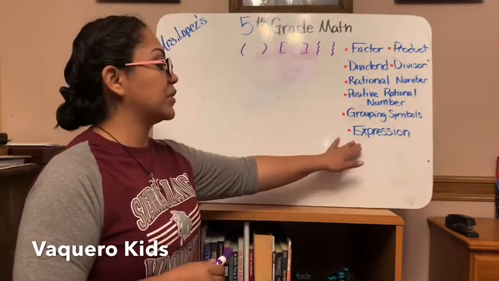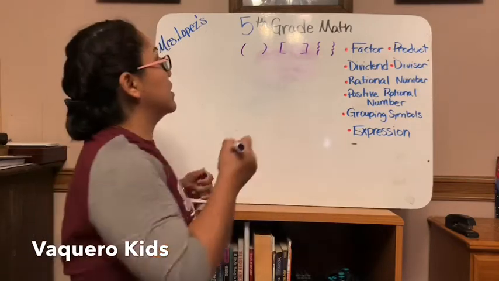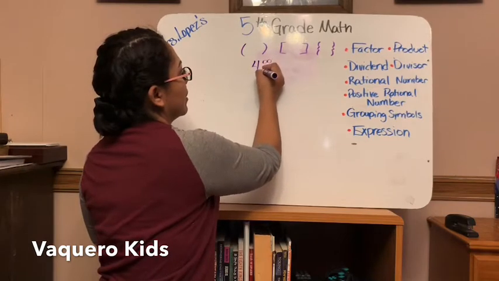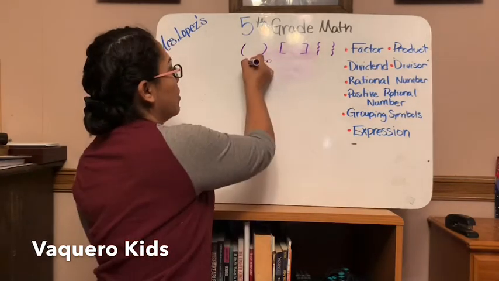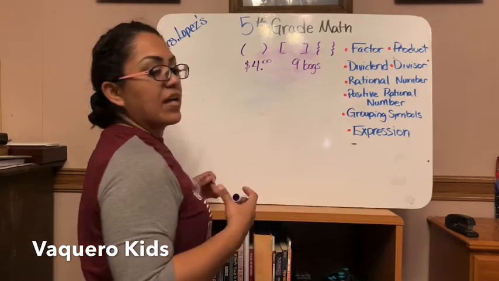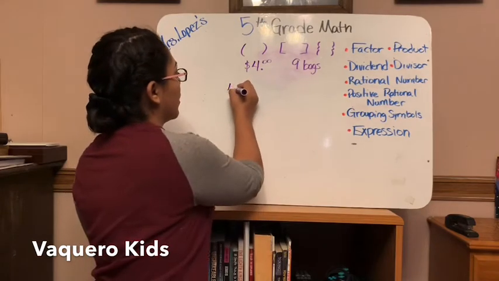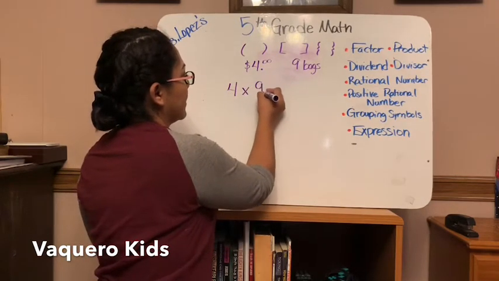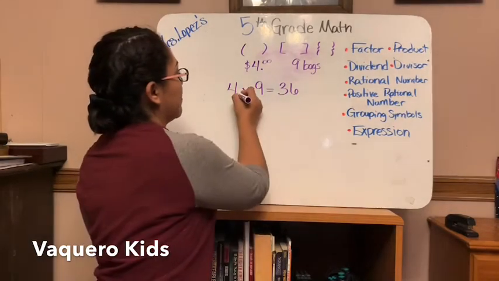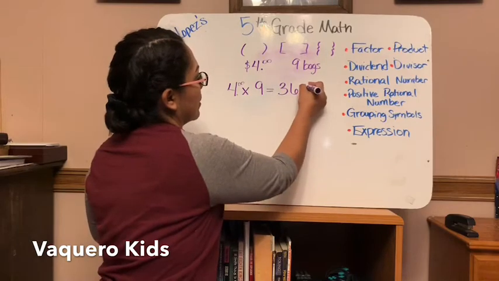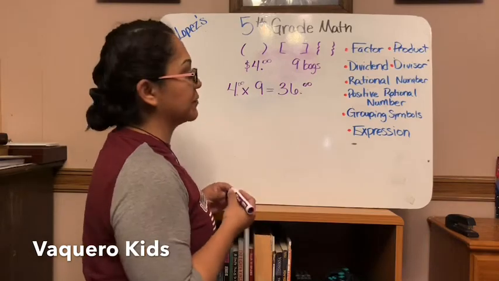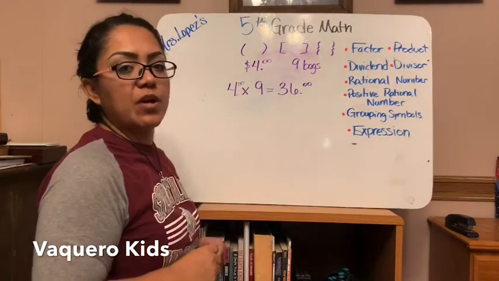Okay, so I have to write an expression to solve my word problem. So I was selling the bags of apples for $4, and I sold 9 bags. So I can write the expression by saying 4 times 9 equals 36. And since we're talking about money here, if I sold 9 bags at $4, I make $36.